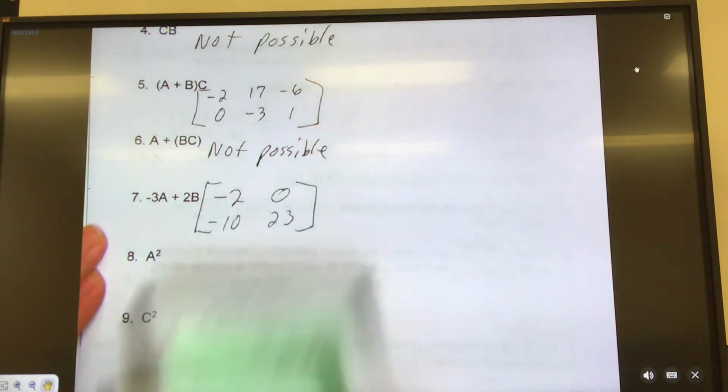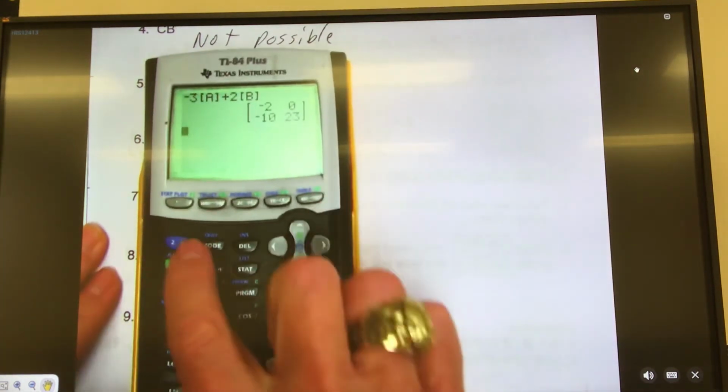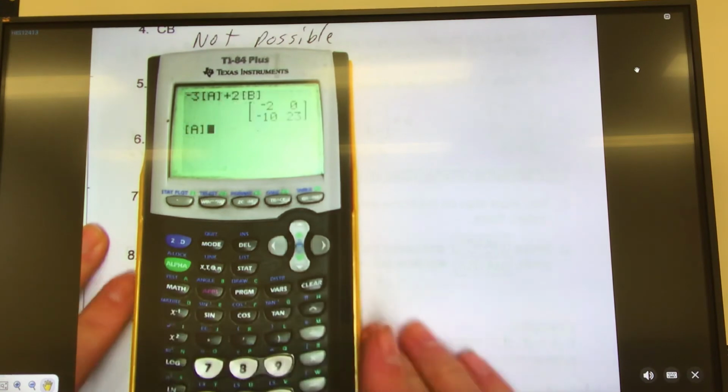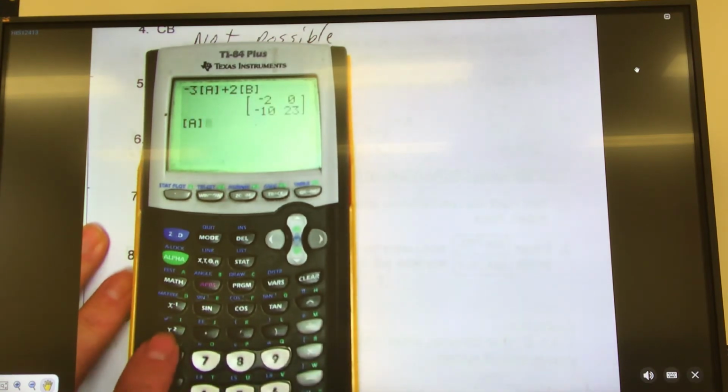Number 8 is matrix A squared, so a second matrix, number 1 for A. Squared is catty corner to the top left-hand corner of the number 7 key, x squared. Okay, that'll give me A squared, hit enter, and that is my answer.